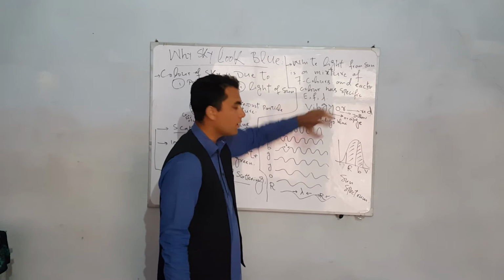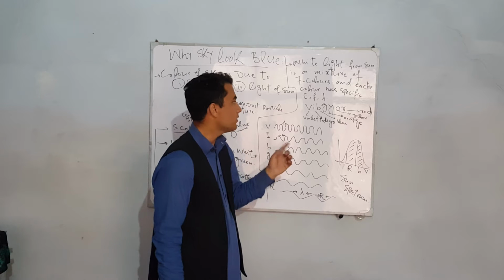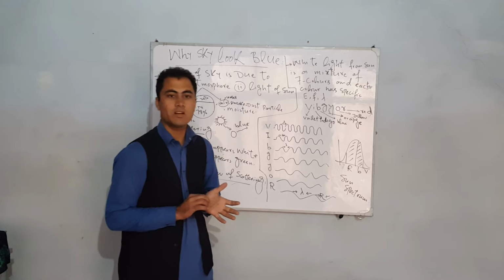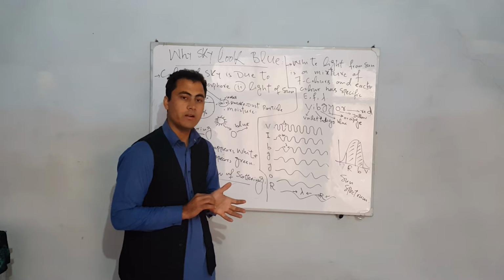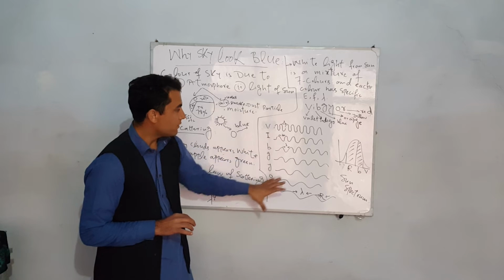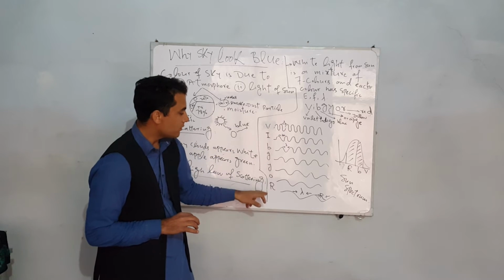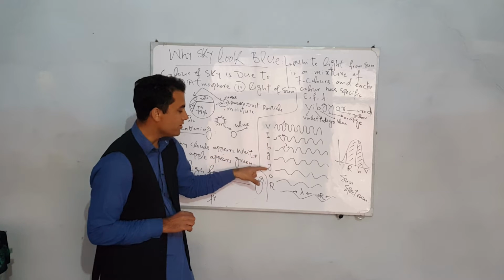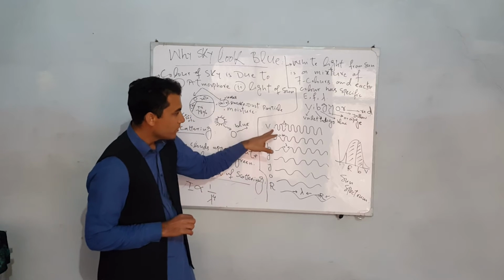This order of colors is very important on the basis of their frequency, energy, and wavelength, because we know that different colors possess different frequency, different wavelength, and different energy. So if we see here, we arrange these colors in a particular order: violet, indigo, blue, green, yellow, orange, and red. Look at this.